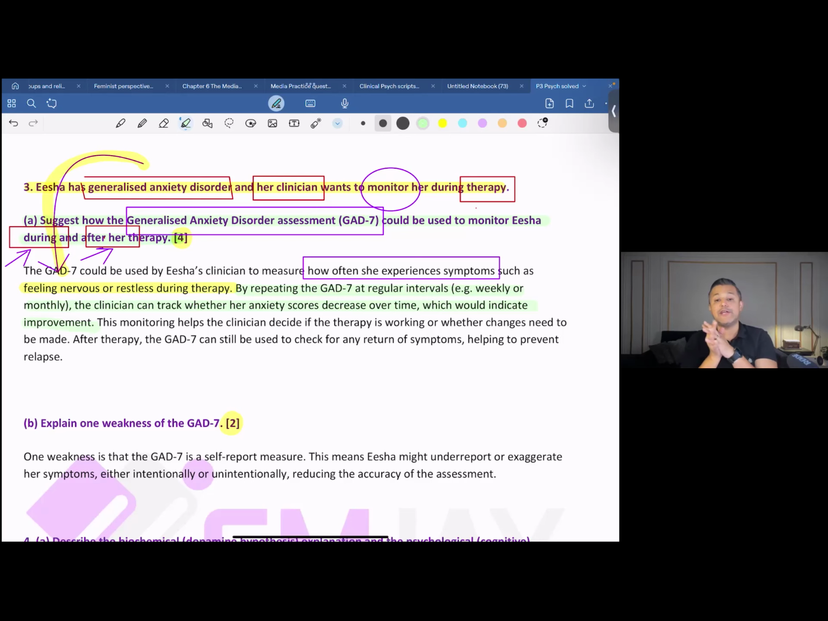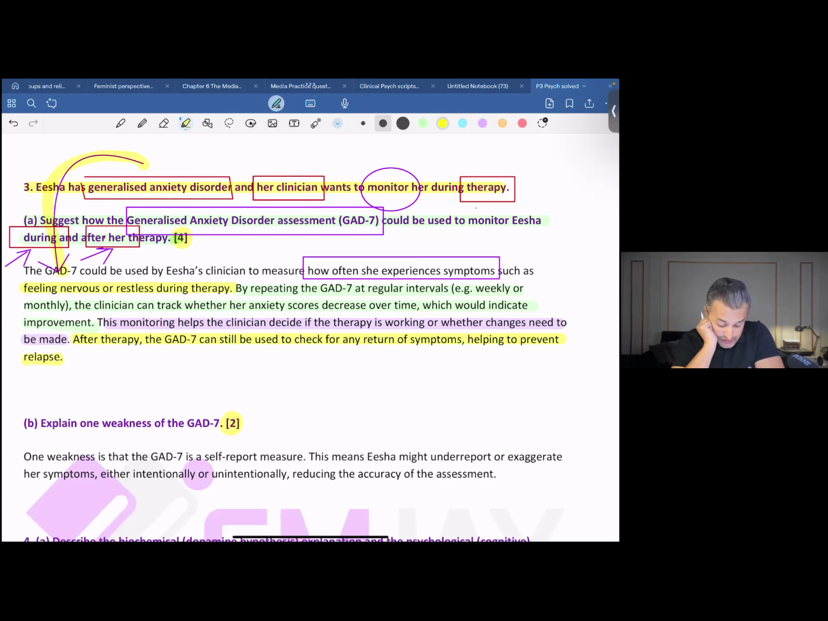Now, see, you're explaining it all. You are actually contextualizing it. You are solving an issue that Isha's clinician has, and you're helping Isha or the clinician, right? So you know what situation it is, and then you're answering accordingly. Taking this ahead, this monitoring helps the clinician decide if the therapy is working or whether changes need to be made. Fair enough. After therapy, the GAD-7 can still be used to check for any return of symptoms, helping to prevent a relapse.